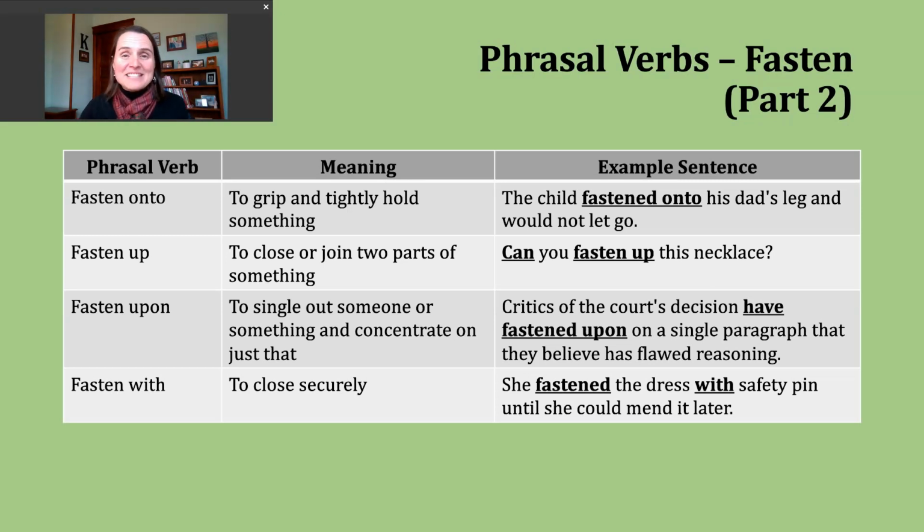Okay. Maybe something like this has happened to you where a button, maybe a zipper, something is broken, but to close it, you might use a little safety pin or other item to secure it until it can be fixed later. That last example sentence, she fastened the dress with, is a good example, again, of the simple past tense.